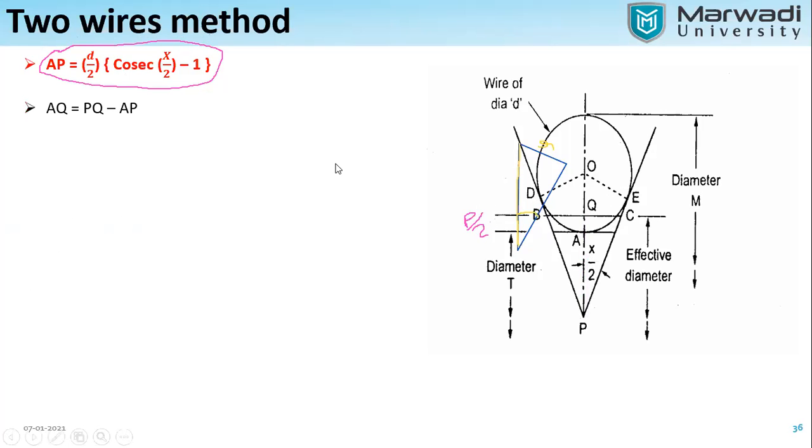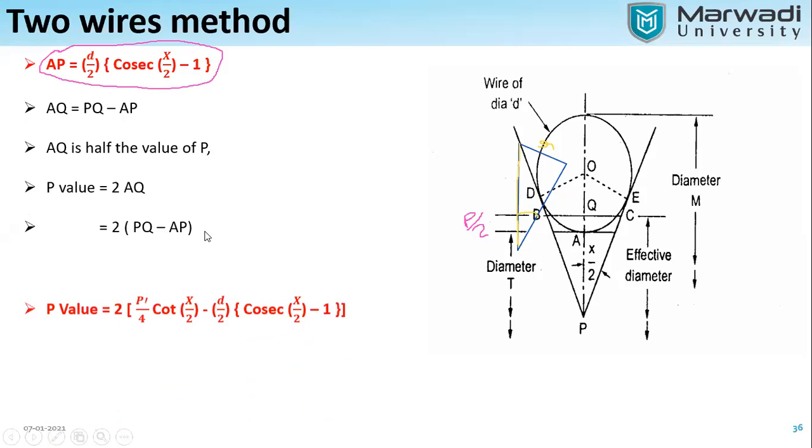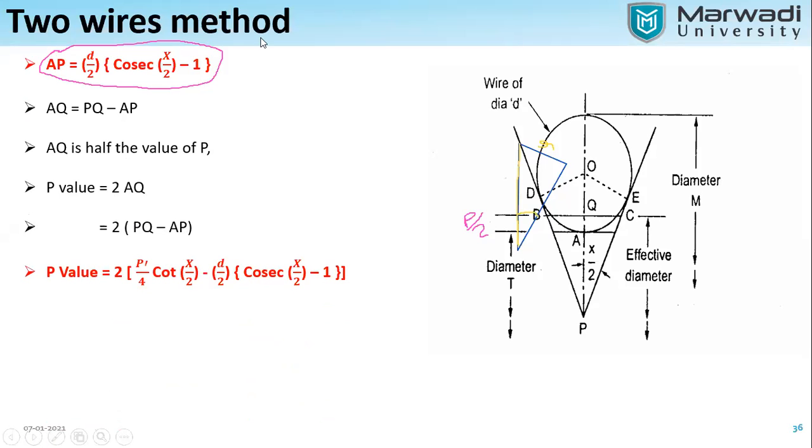Okay. So see here, our AQ is PQ minus AP, and now we have a formula for PQ as well as AP that we have already found by using two different triangles. We just have used two triangles, not more than that. So we just have to put the values here, right? AQ is nothing but half of the value of P, so P will be 2 times AQ. So it is 2 times PQ minus AP. Put in all the formulas and you will get the answer. So PQ means d by 4 cot x by 2, and AP means d by 2 cosec x by 2 minus 1.